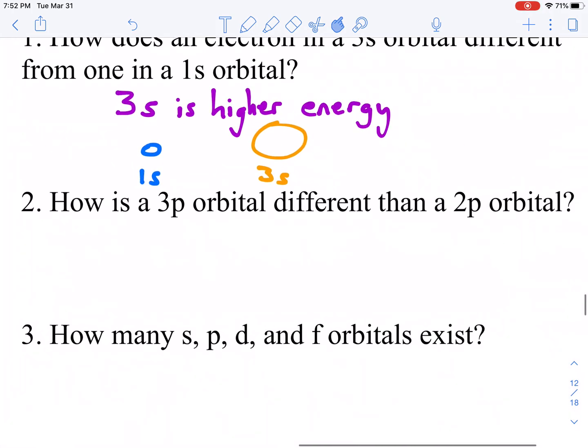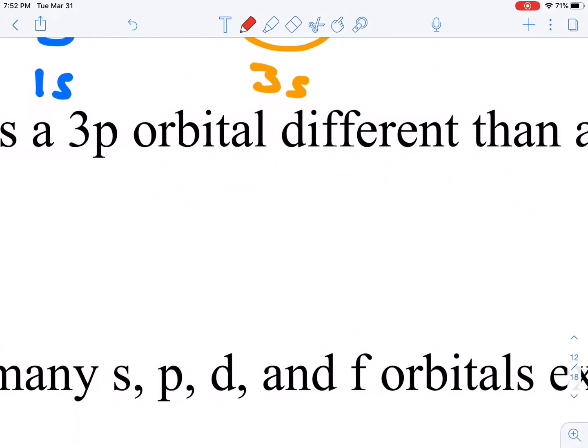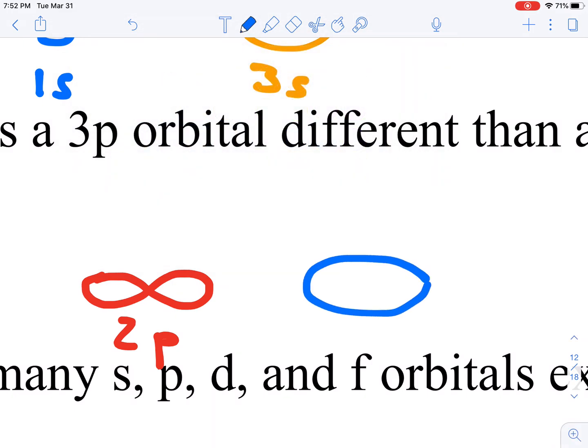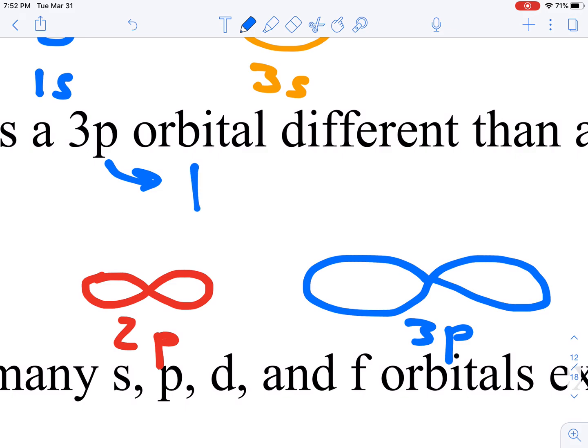Number 2, how's a 3p orbital different from a 2p orbital? Well, again, that's very similar to what we just discussed. If we draw in, let's say, a 2p orbital like this, peanut shaped, and I just decided to put the one on the x-axis. You could have drawn one vertically or going into and out of the page. If this were my 2p orbital, then this might be my 3p orbital. And so in response to the question, the answer is the 3p is bigger or larger.